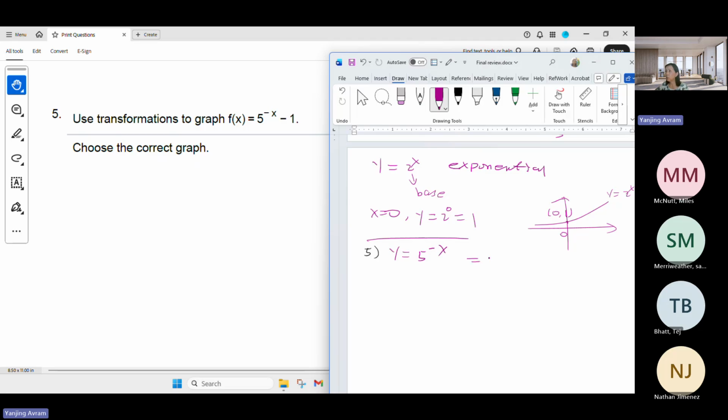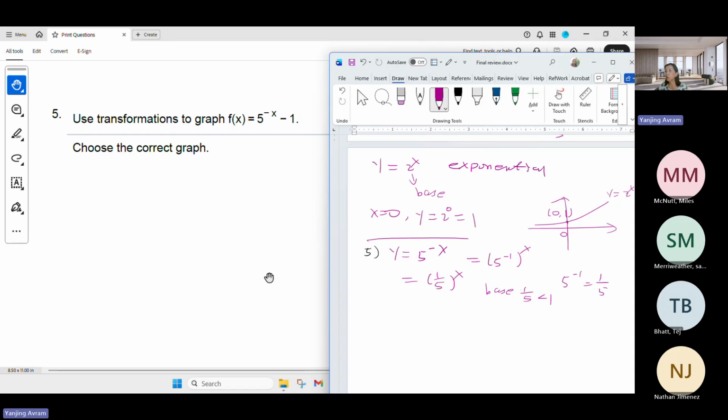You can write this down as 5 to the negative 1 power, to the x. So 5 to the negative 1 power is 1 over 5, basically, or 0.2. So the base is 1 over 5, which is less than 1.